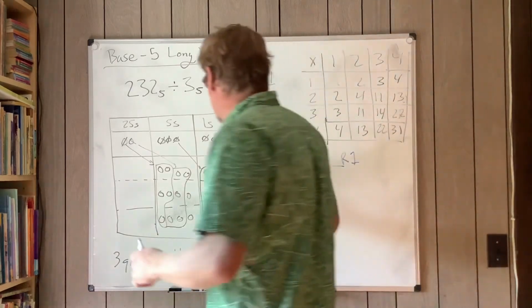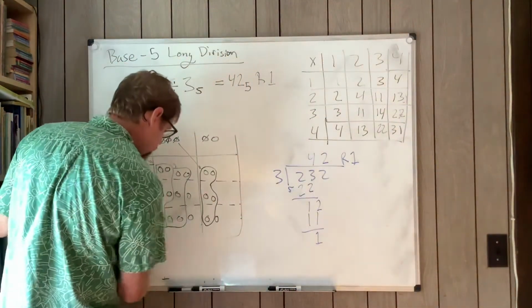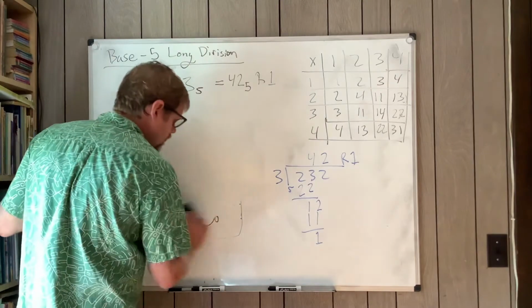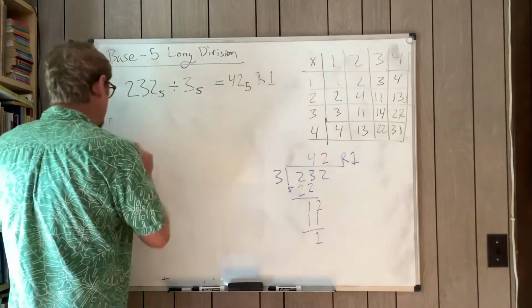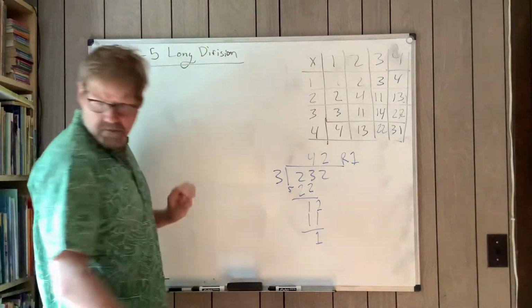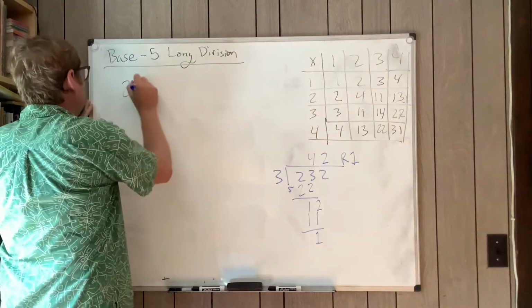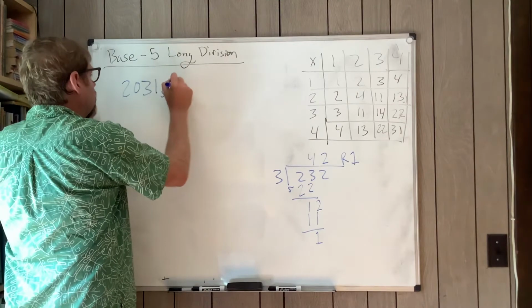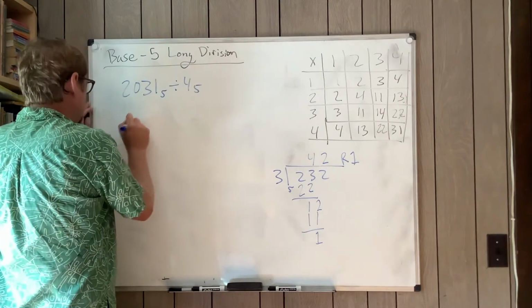Okay, let's do a little bit bigger problem. But I'm still just going to do a 1-digit division. And I'm going to do, let's write it up here, 2031 div 4, base 5.